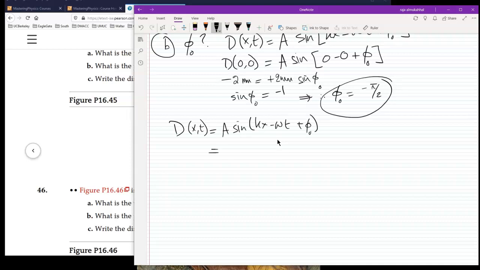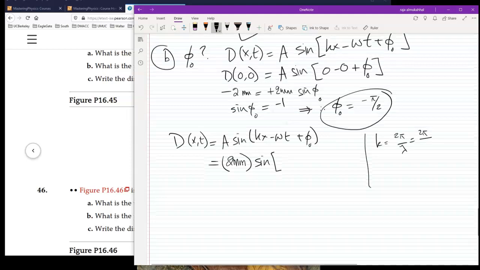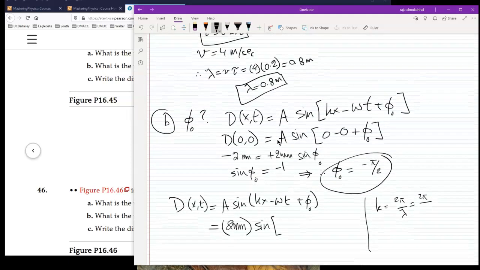So that will be equal to 2 millimeter, okay? Leave it in millimeter if you want to. Sine, and then we have here k. Do we have k? Oh, I need to find k. Sorry, I forgot to mention that. So k, which is what? 2 pi over lambda. So that's 2 pi over, we already got lambda to be equal to, right there, 0.8.